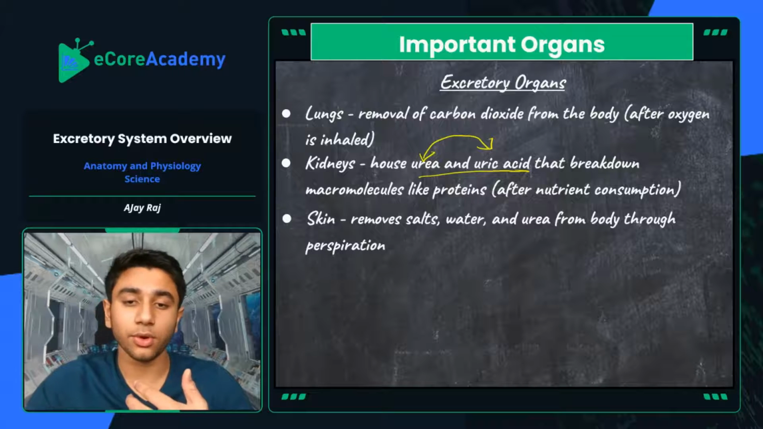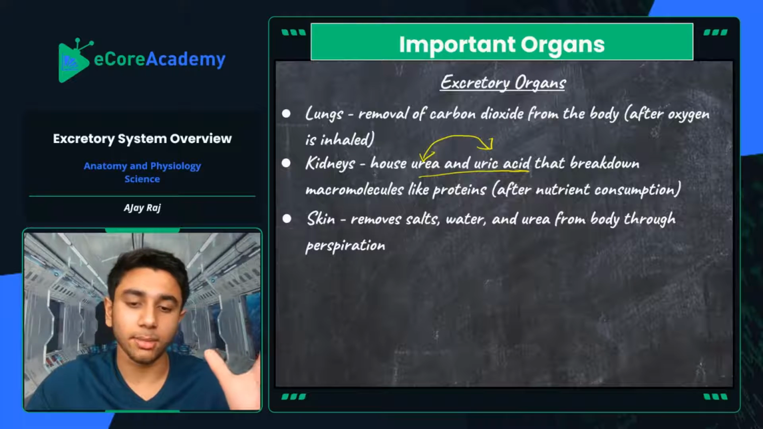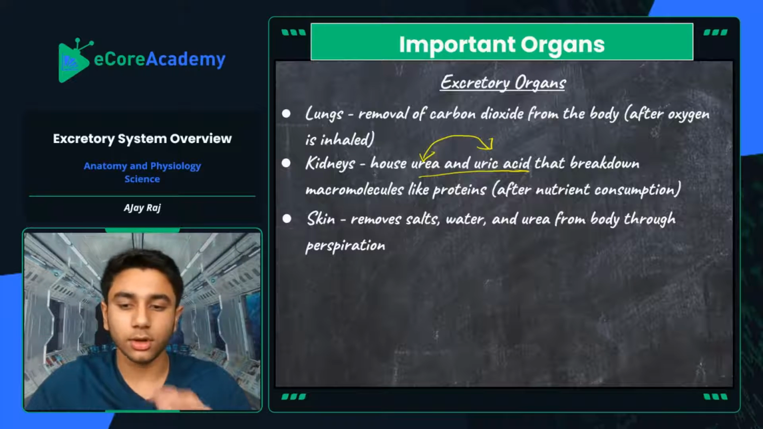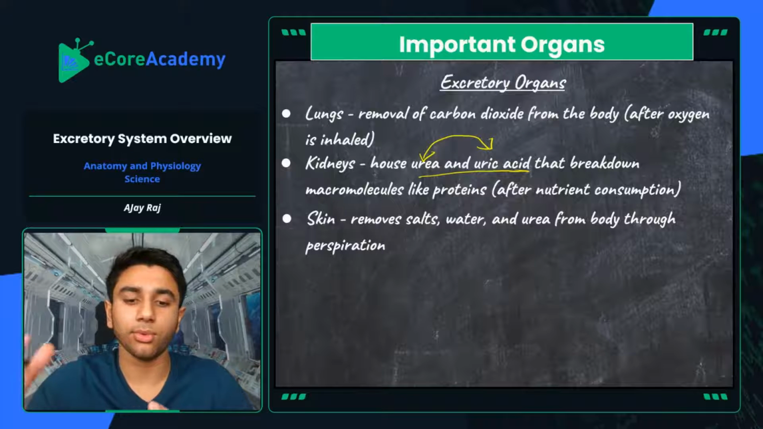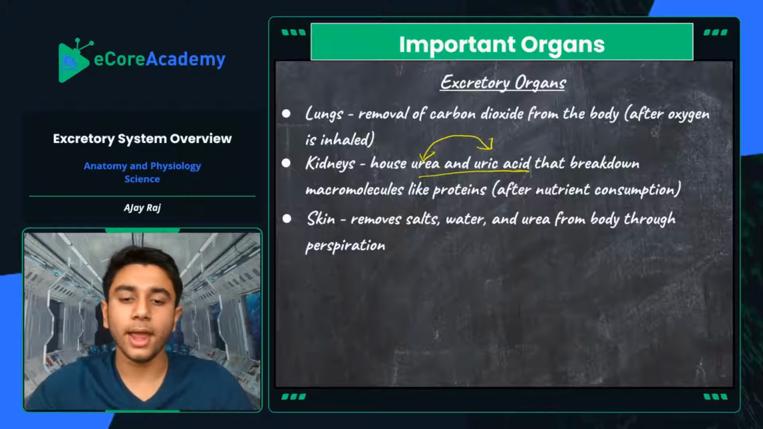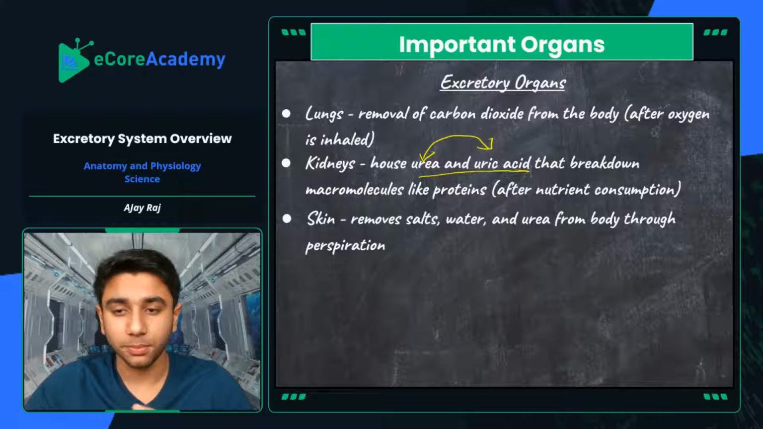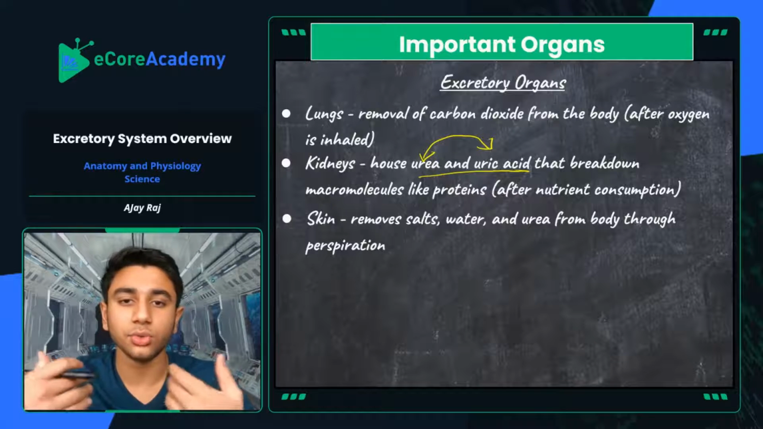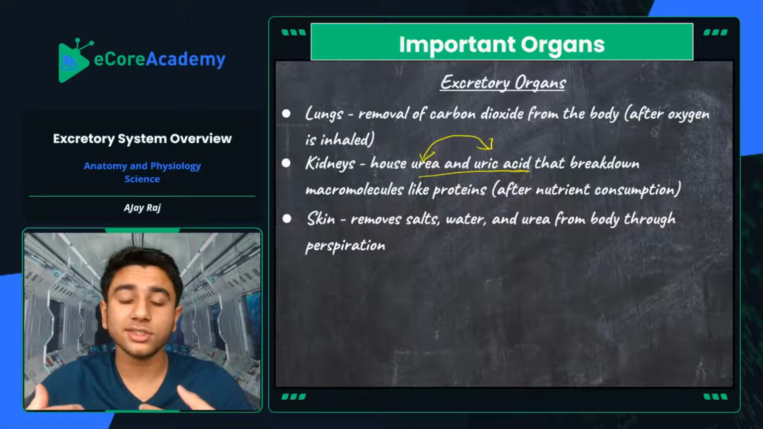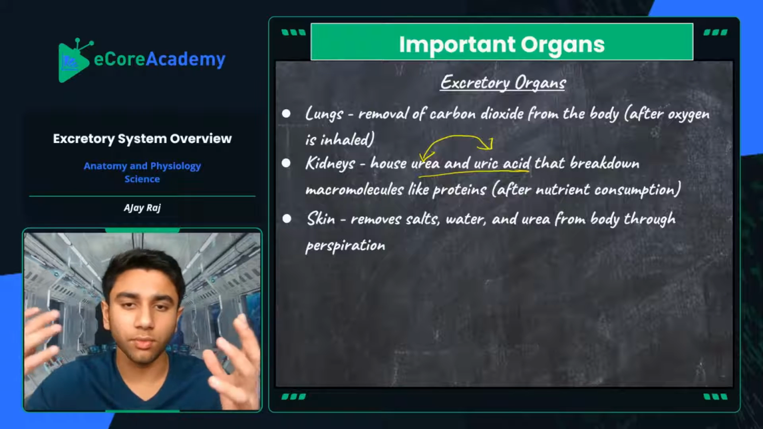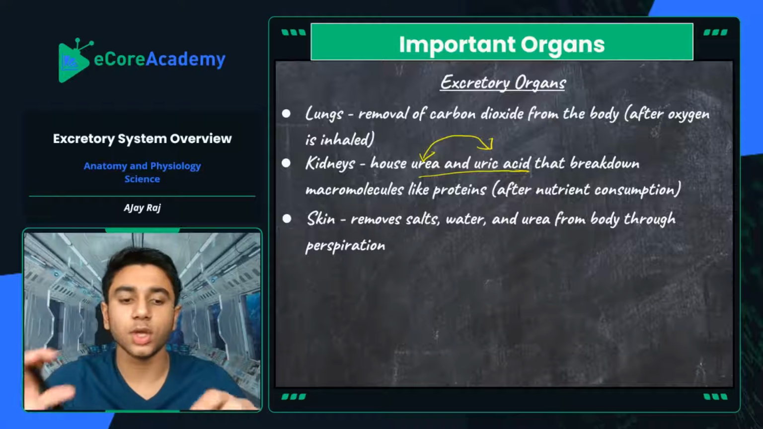The skin is an organ in the body, the largest organ in the body, and it removes salts, water, and urea from the body through perspiration itself. And this happens in correlation with the body's needs as well. So when you're exercising, when you need to cool yourself down, when you get nervous, you're essentially getting rid of those waste products.